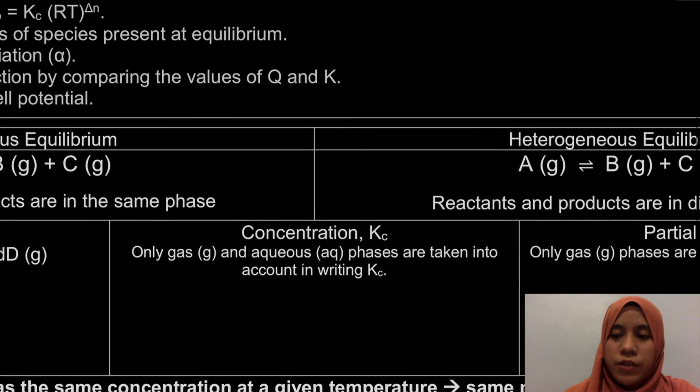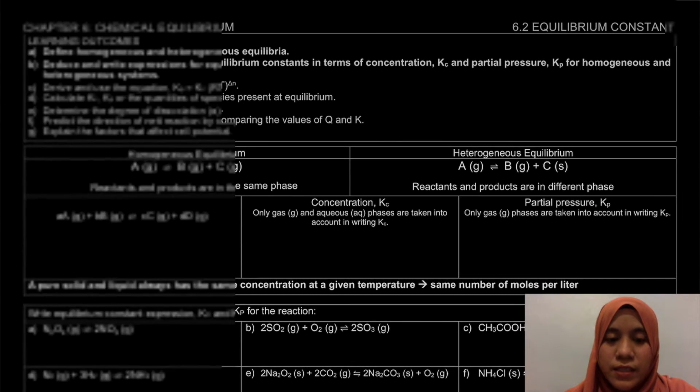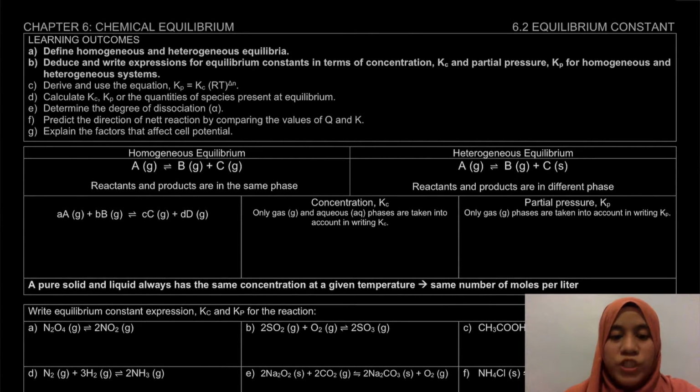Next is heterogeneous equilibrium. Heterogeneous equilibrium is where the reactants or products are in different phases. So, as we can see, our reactant is gas, but for our product, we have gas and solid as well. So that's it for the definition. Homogeneous means the same, and heterogeneous means that we have different phases. Okay, next what we're going to do is write the expression for the equilibrium constant.